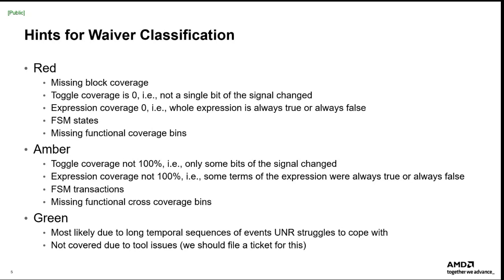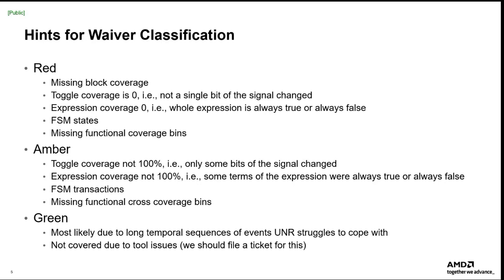There are some tools out there which can actually merge that together in some implicit else. Toggle coverage 0%. You have a signal which never ever wiggled. Not a single bit of your bus. There is also something you should be concerned about. FSM states missing, functional coverage bins.